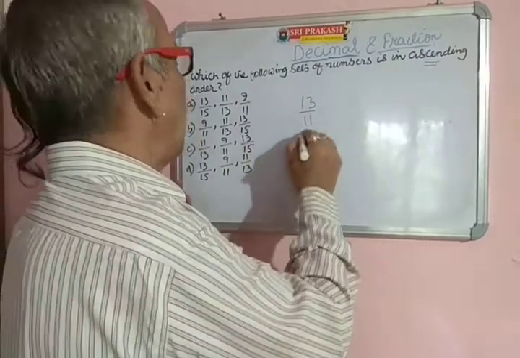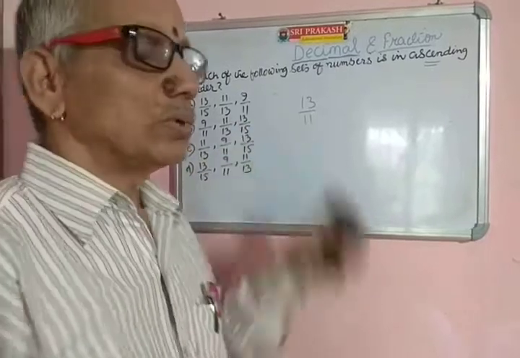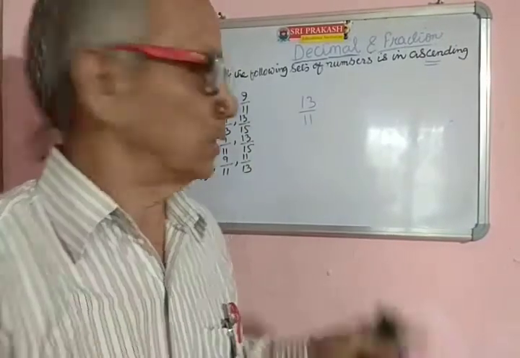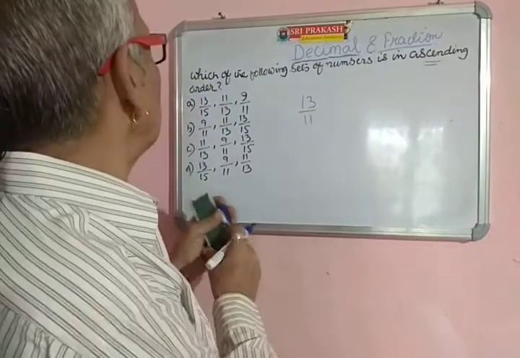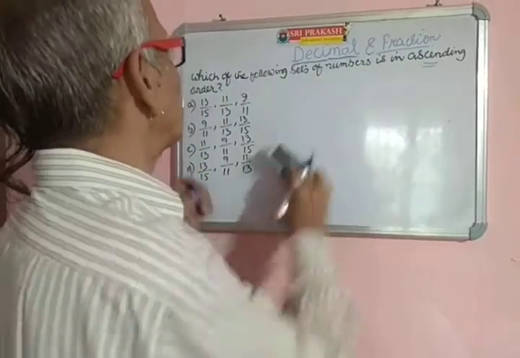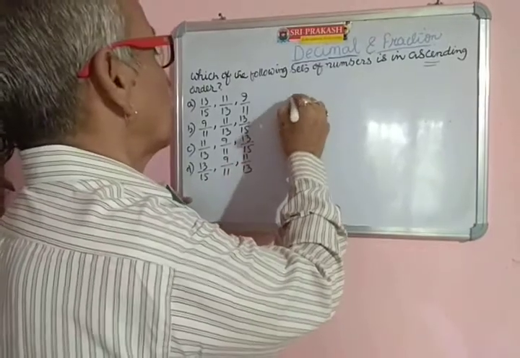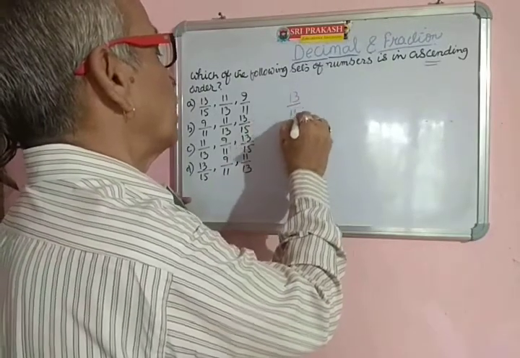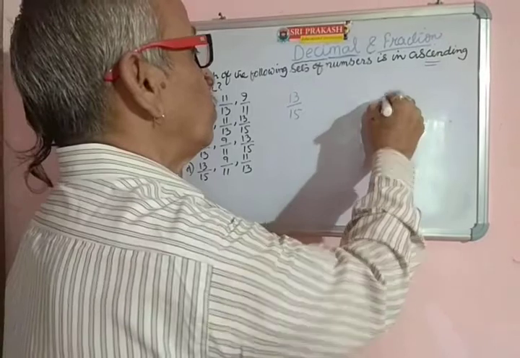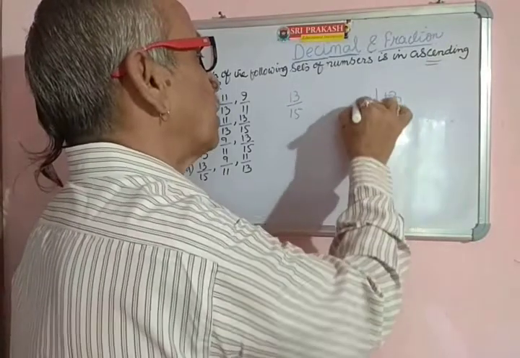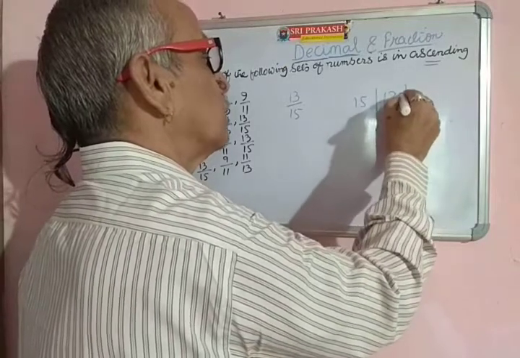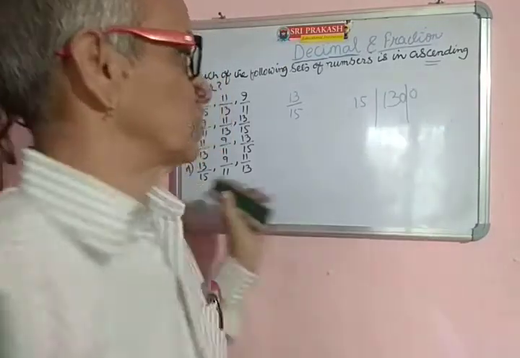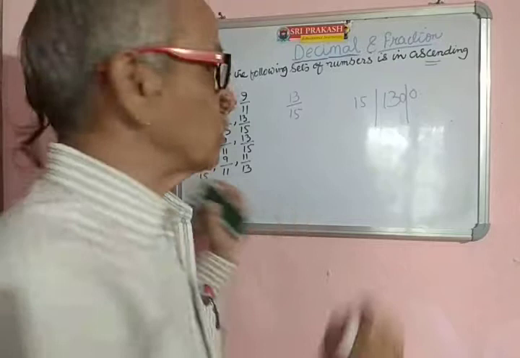Clear? And let us change this into decimals. So 13 by 15 is your first sum. What we do? We divide 13 by 15. So it won't go. Point. So 10 comes.